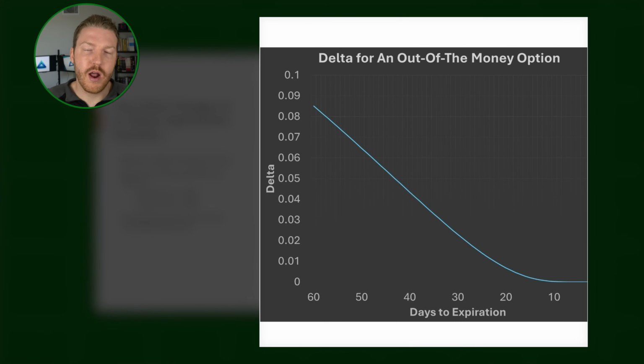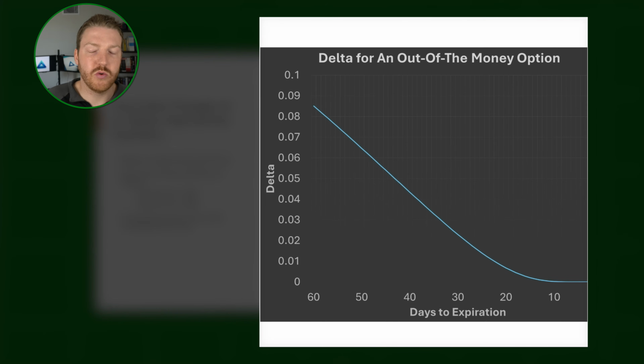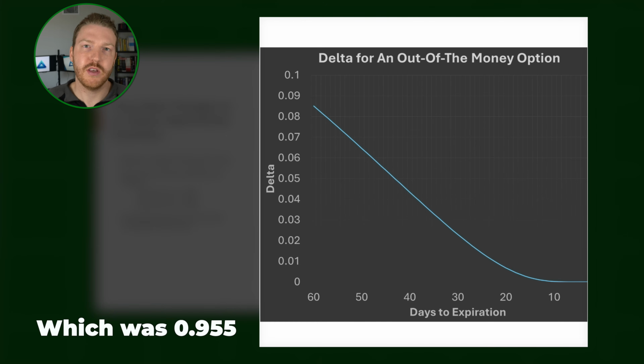Now, if we look at the graph on the left side, the delta for an out of the money option, when there's 60 days to expiration, is at about 0.08, which means that there's roughly a priced-in probability of an 8% chance of this option expiring in the money. And you'll notice that this is much lower than the in the money example previously.